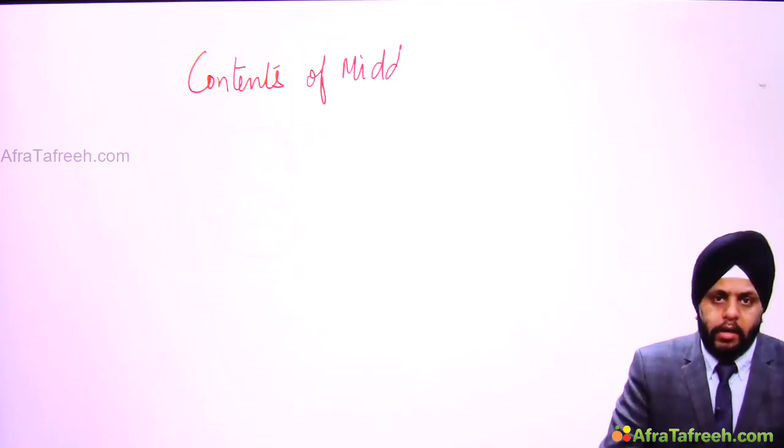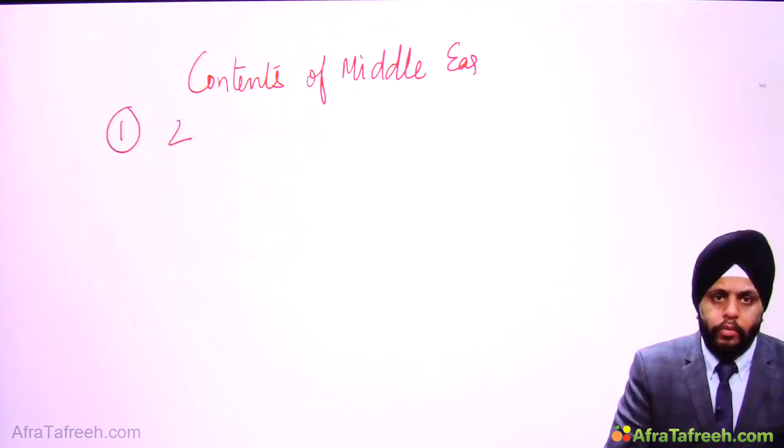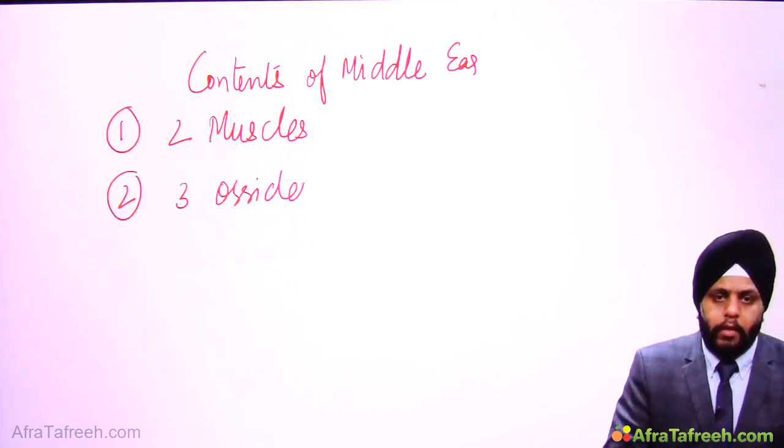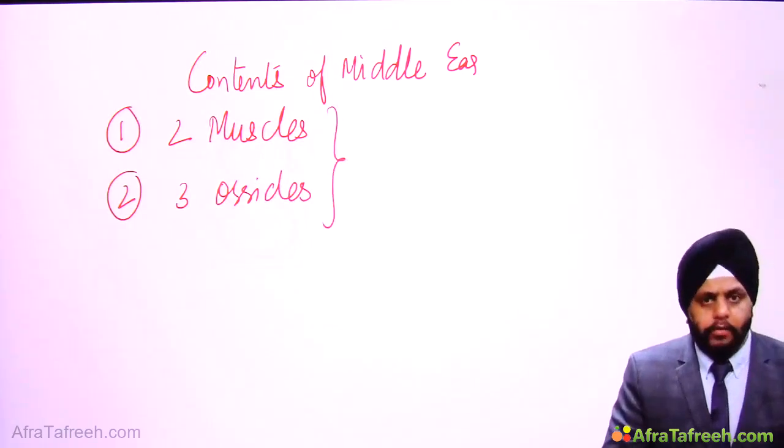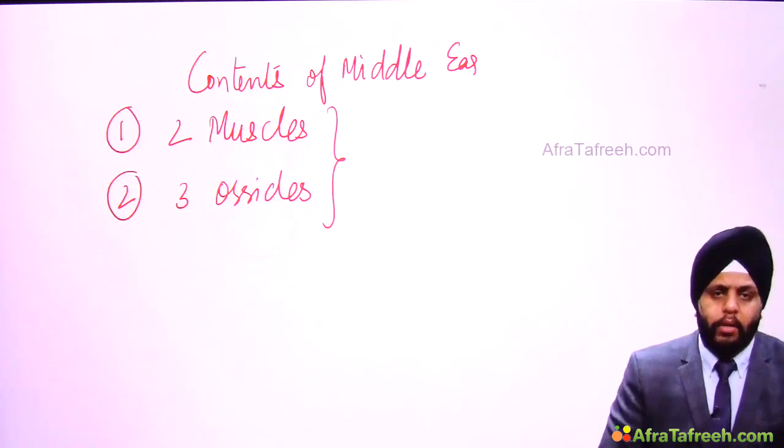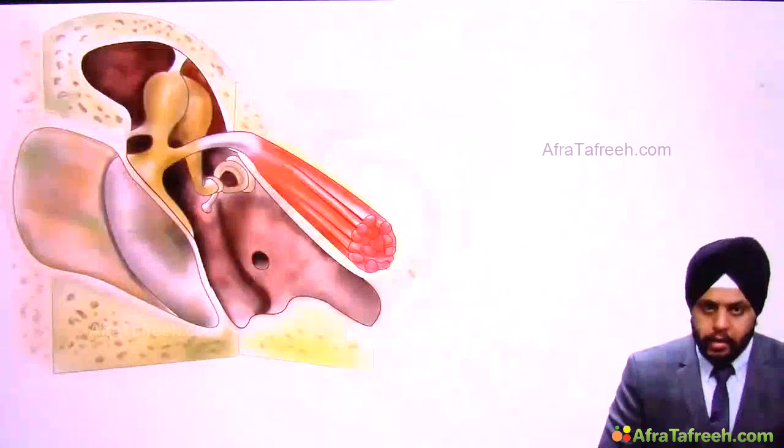So you see, middle ear, it has, number one, two muscles, right? And number two, it has three ossicles. So we have already talked about these things, so let's go through them once again. So what all muscles are there in the middle ear?